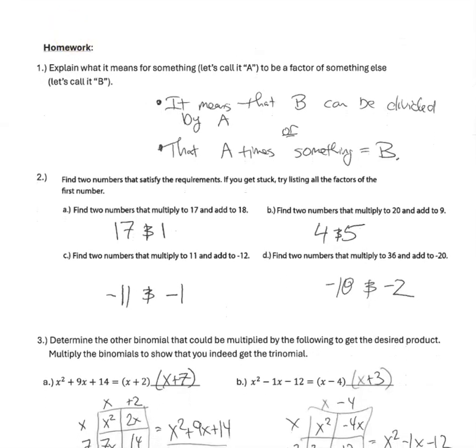All right, in the homework, it says explain what it means for something, let's call it A, to be a factor of something else, let's call it B. What that means is that B can be divided by A. Or a different way you could think of this is A times something is going to give you the B. So 2 is a factor of 6 because 2 times 3 gets you 6, or 6 divided by 2 gets you 3.